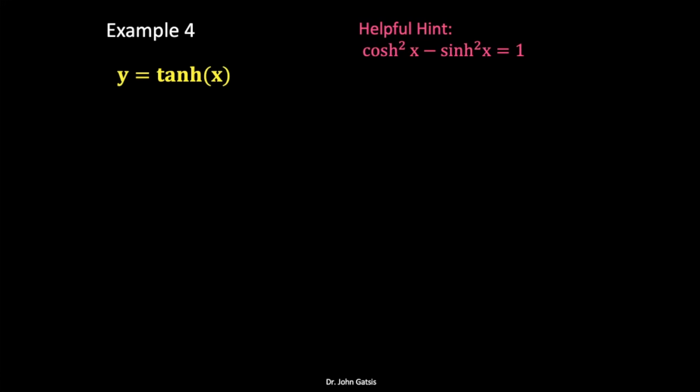Now, you could also hypothesize, well, the derivative of tan is secant squared. So what do you suspect the derivative of hyperbolic tan would be? To no shock, it actually is going to be the hyperbolic secant squared.